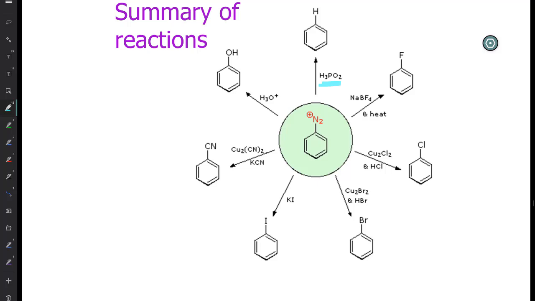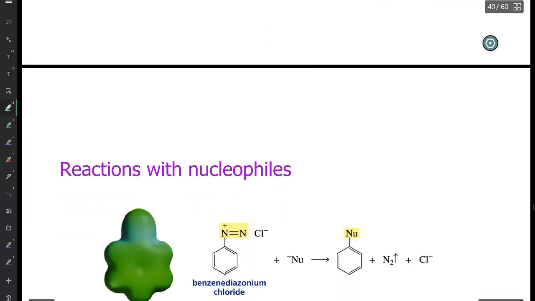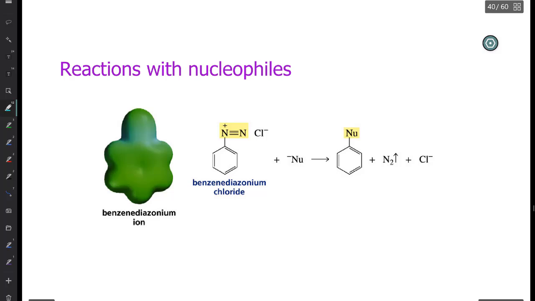With copper chloride, you can chlorinate the ring, so chlorobenzene, and then copper bromide salts as well. And KI can also be used. And you can add cyanide using these cuprous salts as well. Now, these copper salts are part of a reaction family known as Sandmeyer reactions, which I think I have down later, but those are Sandmeyer reactions.